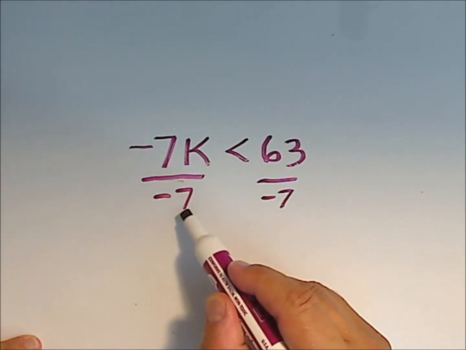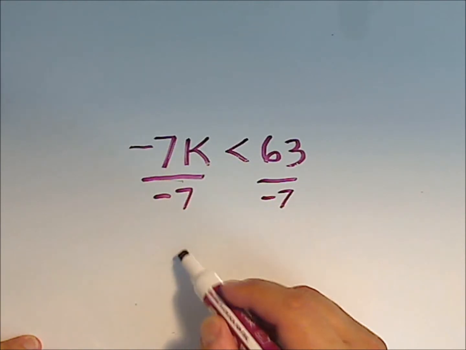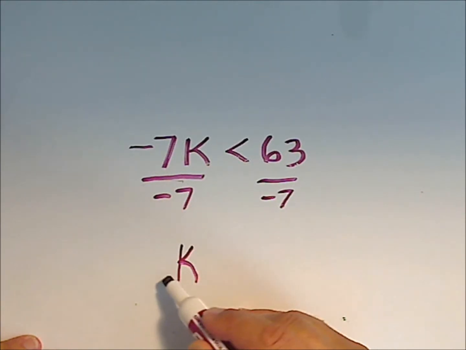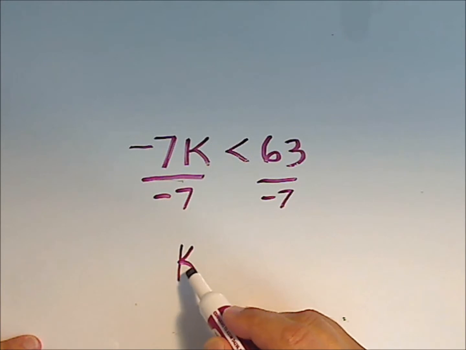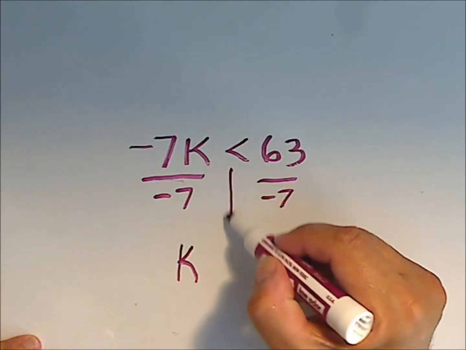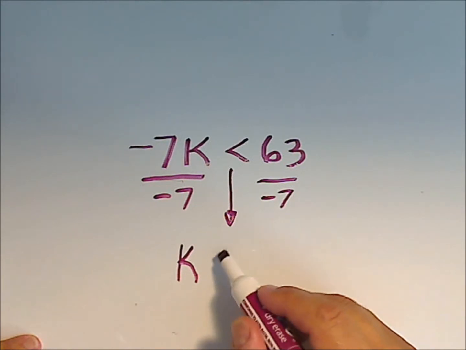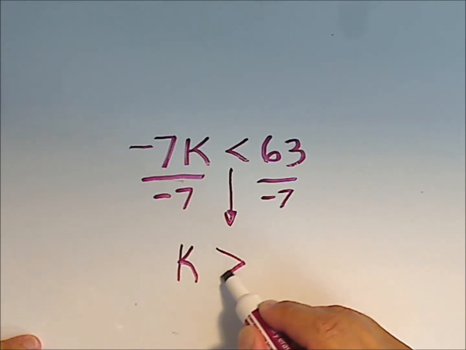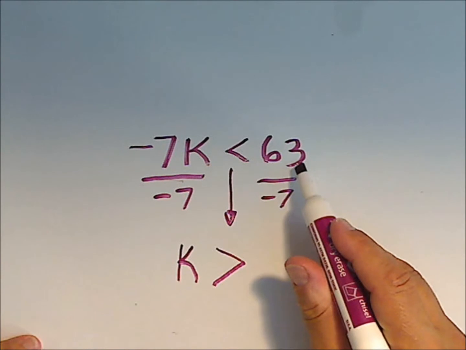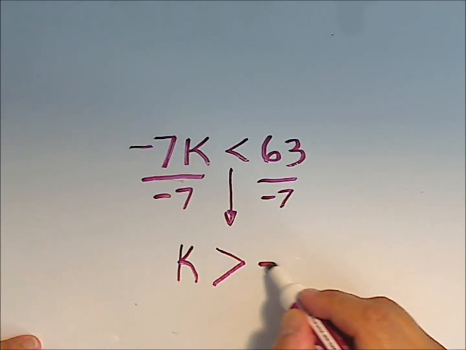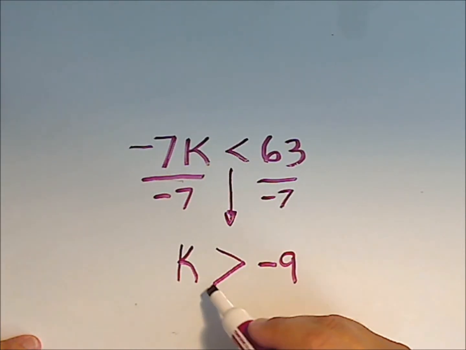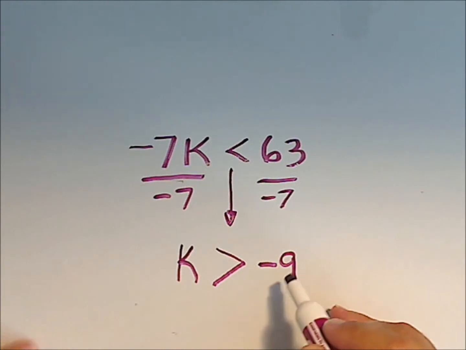Negative 7 divided by negative 7 is 1. We have 1k. I don't need to write the 1 in front of k because it's understood there's just 1k there. Since I multiplied or divided by a negative number, in fact I divided, I need to flip the inequality sign. And 63 divided by negative 7 is negative 9. K must be greater than negative 9.